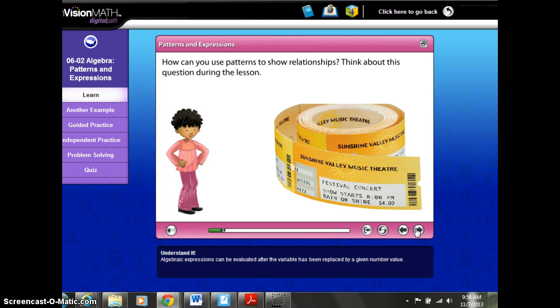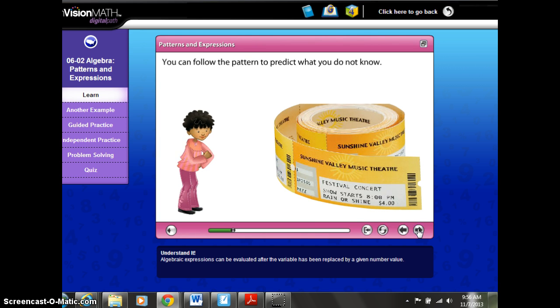So how can we use patterns to show relationships? Well, check out these tickets here. These are tickets to a theater. If we look at a pattern, is this pattern going to help us solve the problem? Well, if we follow that pattern just like we did in our problem of the day today, we should be able to figure out what we don't know.